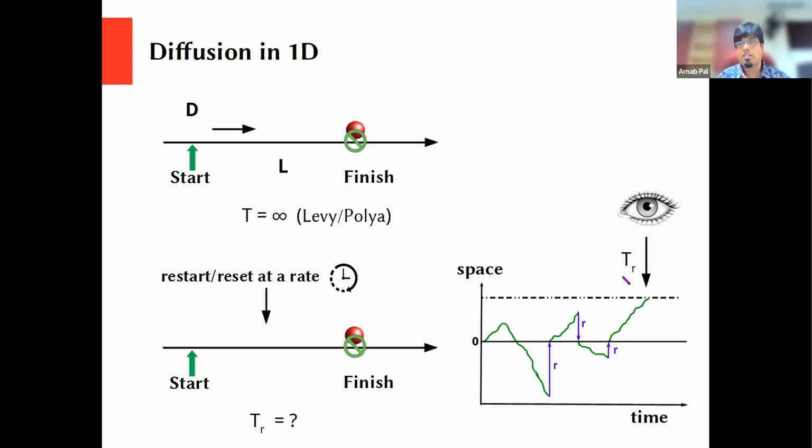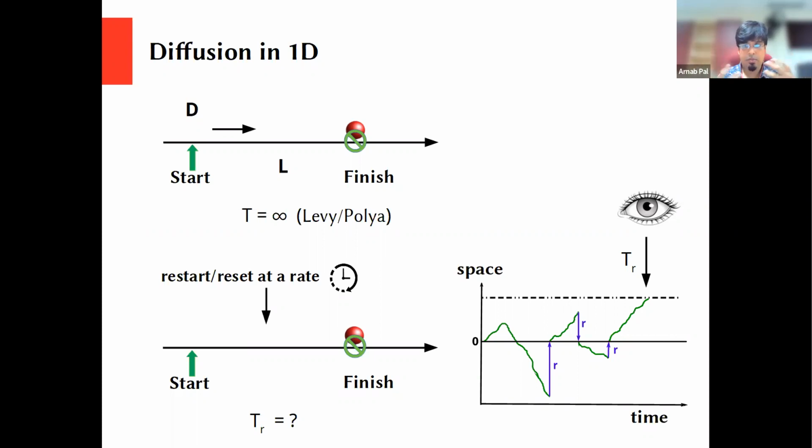Now this first passage time itself is random because of two reasons. One is that the motion of the dynamics itself is random because it's a diffusing particle. And second, there is a temporal randomness because of the resetting.